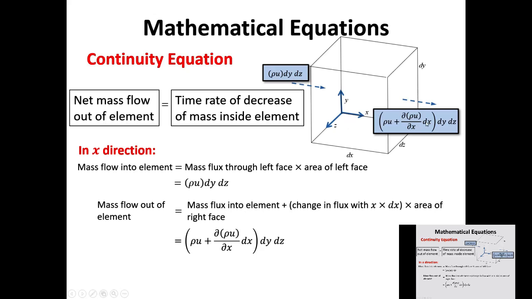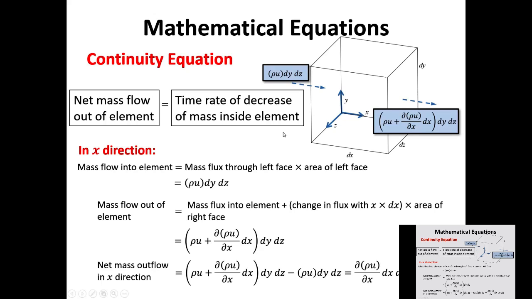Your mass flow out of the element is equal to the mass flow in plus any changes that took place. Okay. So your net mass flow is only that, times dy dz. So your net mass flow is the partial derivative of rho u with respect to x, times dx times dy dz. dy dz is the area, dx is the length.